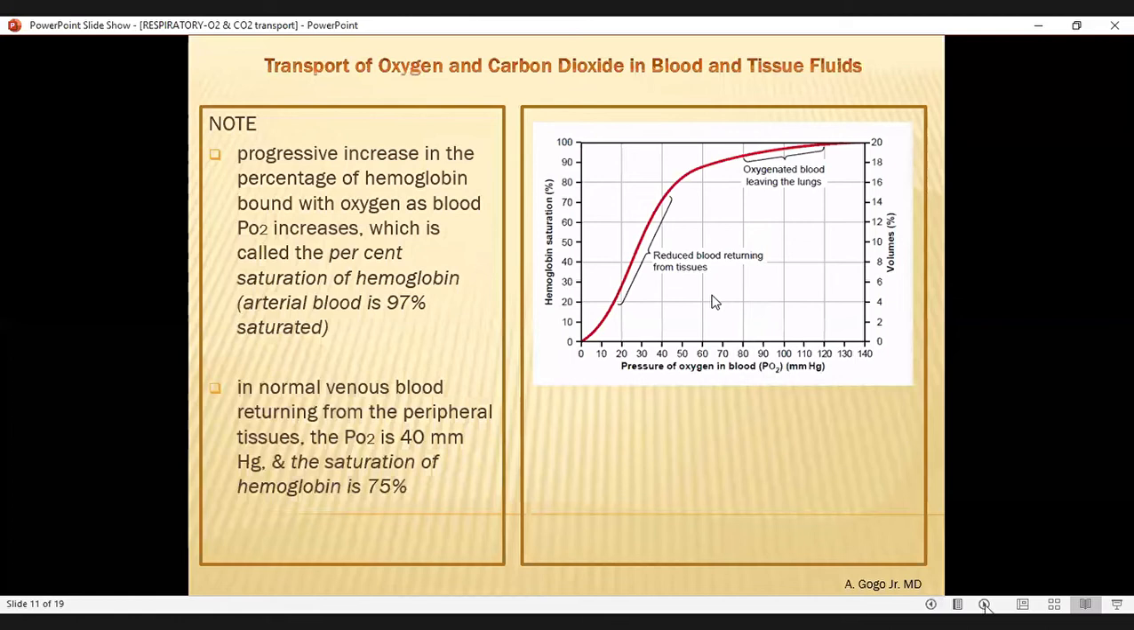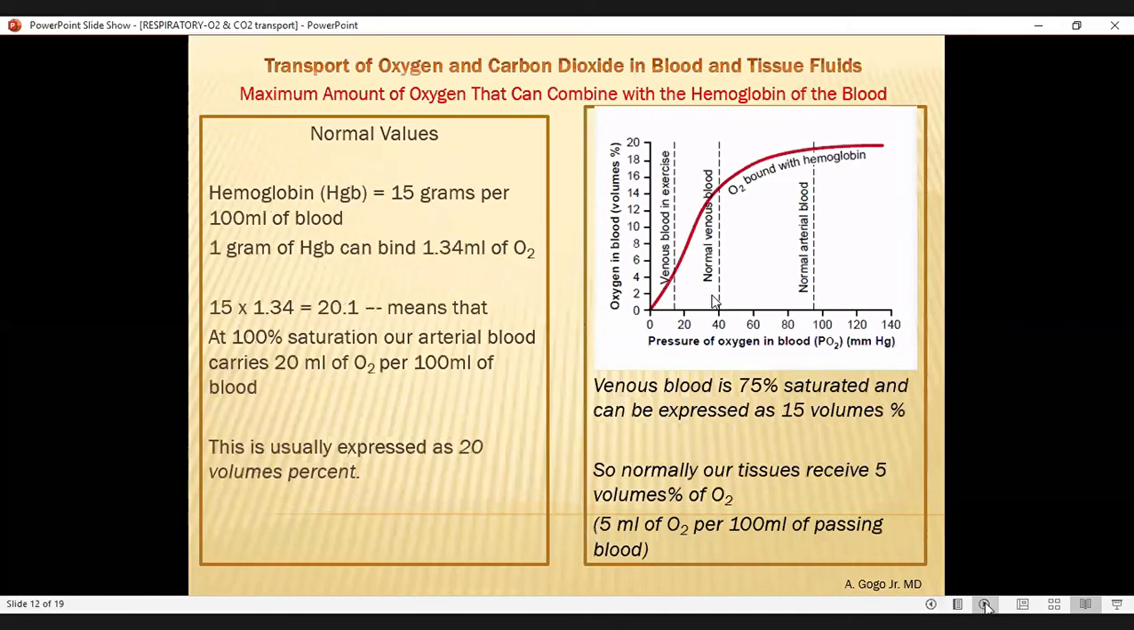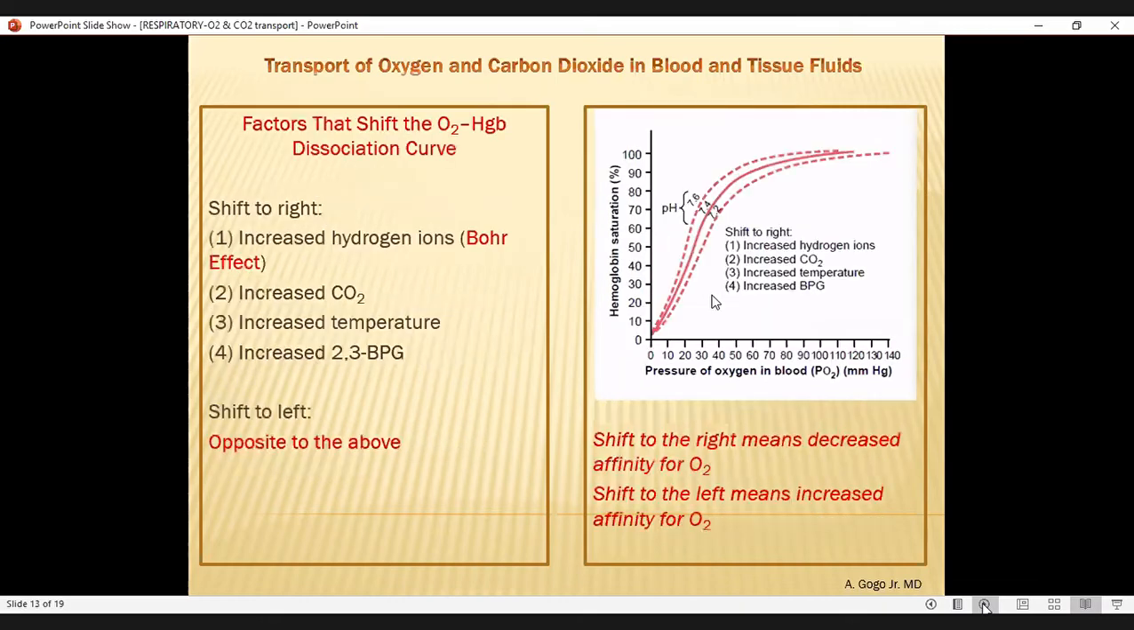Venous blood is 75% saturated and can be expressed as 15 volumes percent. So normally, our tissues receive only 5 volumes percent of oxygen, because that is what cells utilize, the mitochondria. Only 5. But the body compensates. That's why we have so many cells.